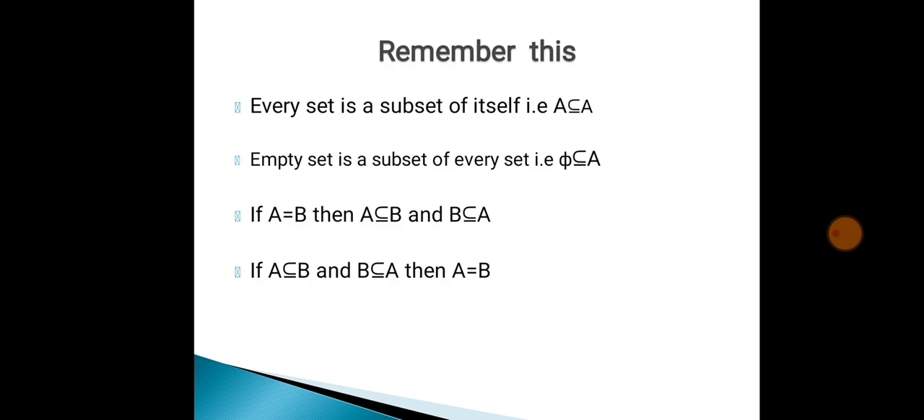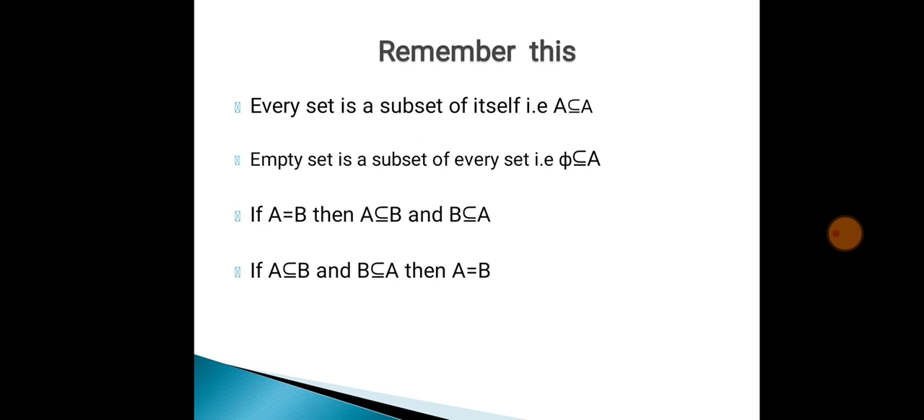Now remember this for subsets. Every set is a subset of itself, that is A ⊂ A. The empty set is a subset of every set, that is φ ⊂ A. If A = B, then A is a subset of B and B is a subset of A. If A is a subset of B and B is a subset of A, then A = B.